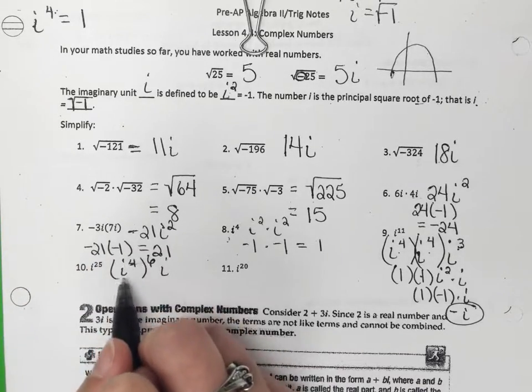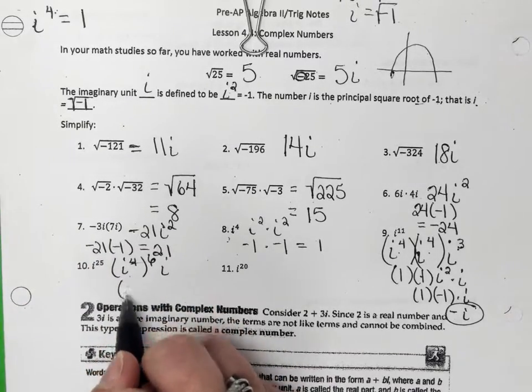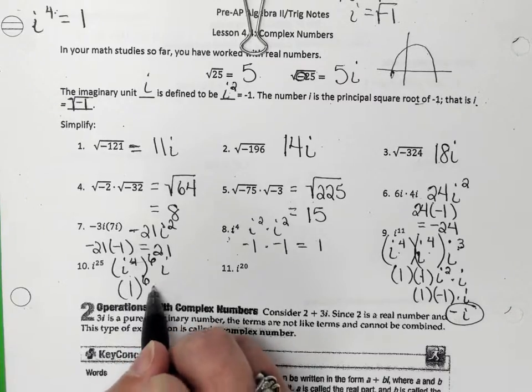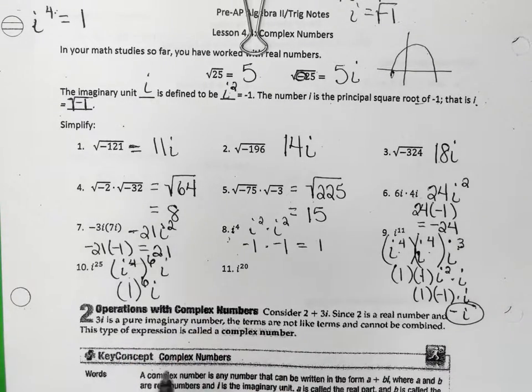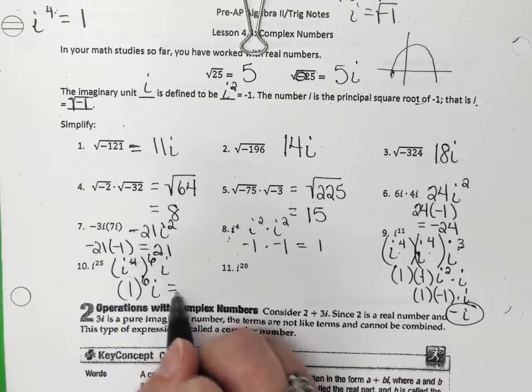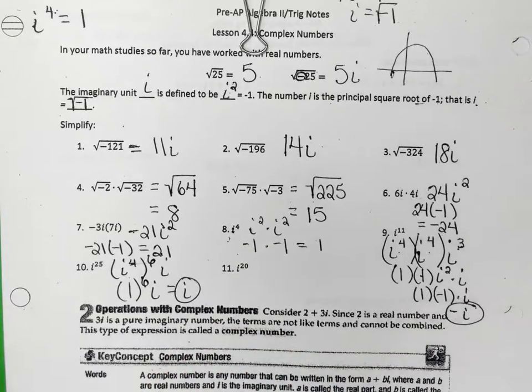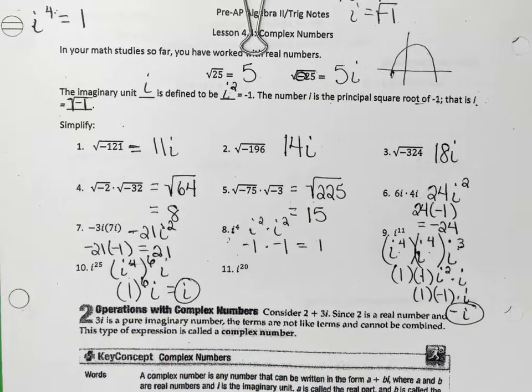So what is i to the 4th? 1. 1 to the 6th power. And what's 1 to the 6th power still? 1. So it's just 1 times i, or just i. There you go. Do y'all know how to do powers on your calculators? You want me to show you?